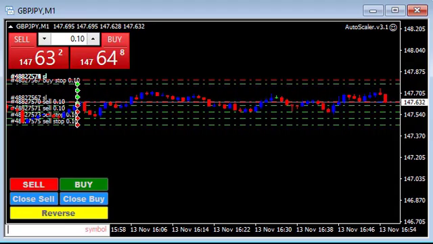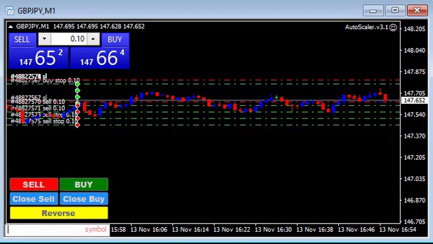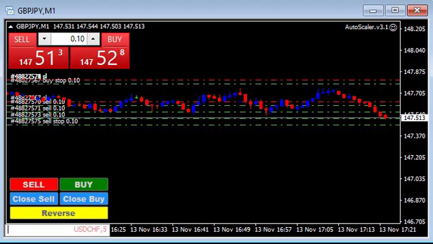We hit the trailing stop loss, so we're out of 3 of the 4 trades. The last trade does remain executed. Now, the red line at the top is your 20 pip stop loss on the sell trades. And you're going to see that move here in just a second.